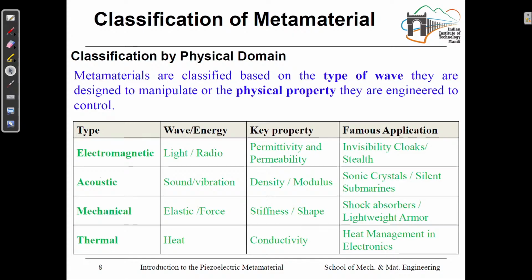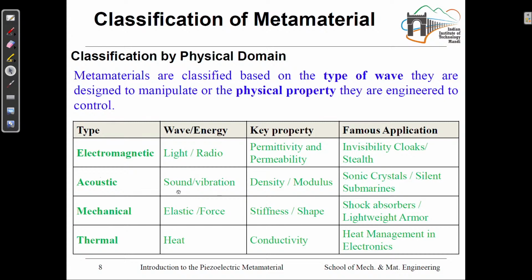In the electromagnetic domain, we have the waves, light wave or radio wave, and the properties which we want to design or modify to suit our requirement are permittivity and permeability, right? And for applications, we can have invisibility cloaks, using the SLAT technology, which is very much in demand nowadays.